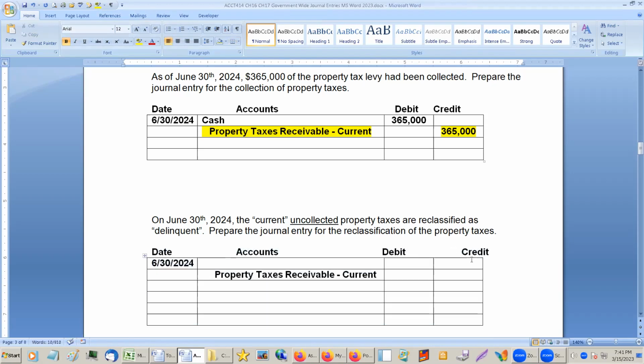Oh, I know what it is. It's when I do the bolding. That's why it gets all wacky. Okay, so we still have 35,000. We've got to take those off the books.